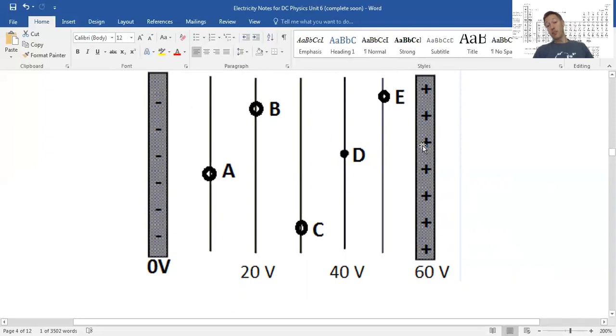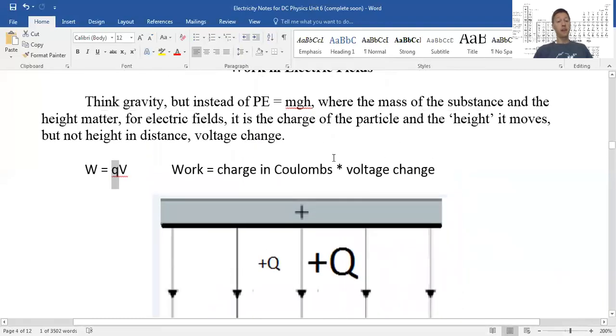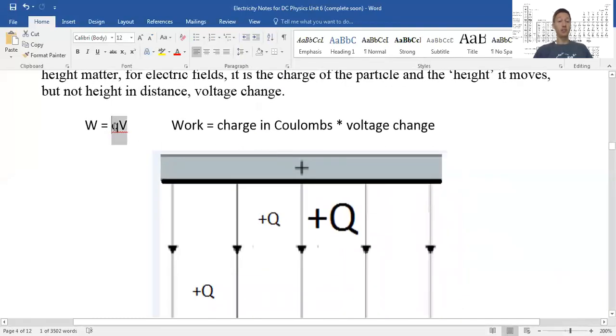Same story going back the other way, it takes energy to lift it towards the positive plate if it's positively charged. So the work being done on a charged particle depends on how charged it is, which again would be like its mass in gravity, and how much voltage, which would be how high you're going to lift it.